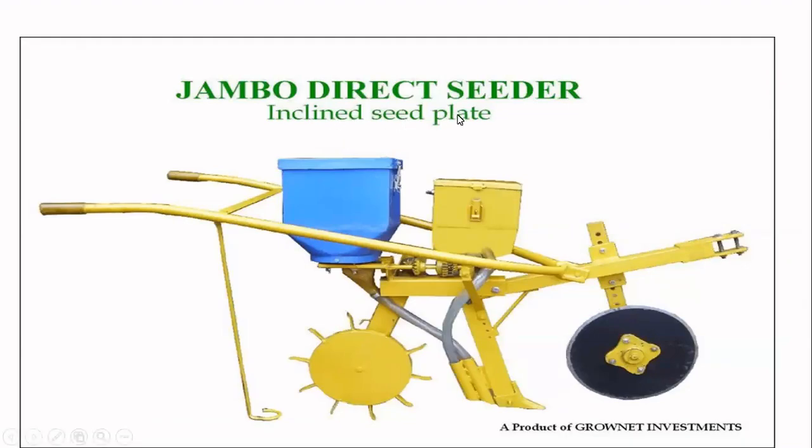Inclined seed plate. Incline means in an angular manner; the seed plate is at an angle. There are two hoppers, yellow and blue. Why are there two? Two different materials: one is fertilizer, one is seeds.